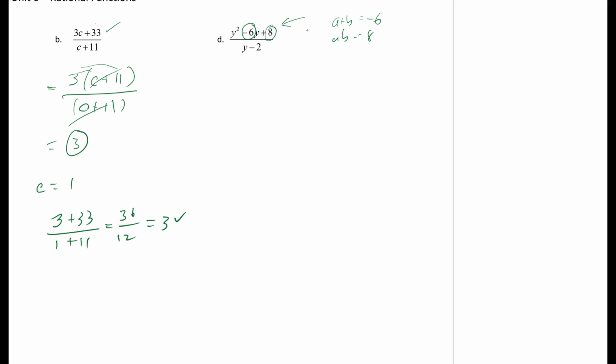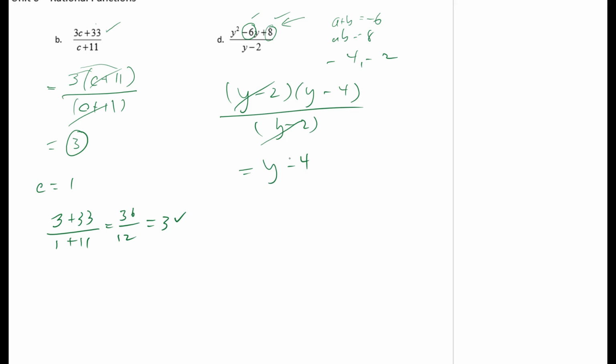It's two numbers again. So if we have -4 and -2, it will satisfy the criteria. -4 plus -2 is -6. Multiply those two, you get +8. So now we can go ahead and factor y -2, y -4, all over y -2. And conveniently we have these common factors, and so this term simplifies to simply y -4.